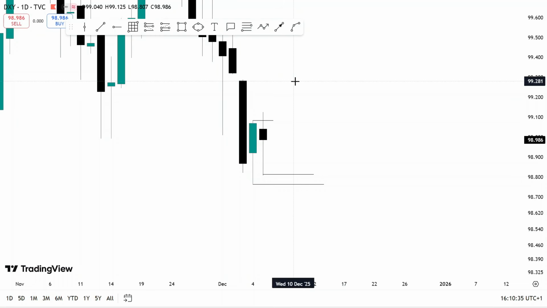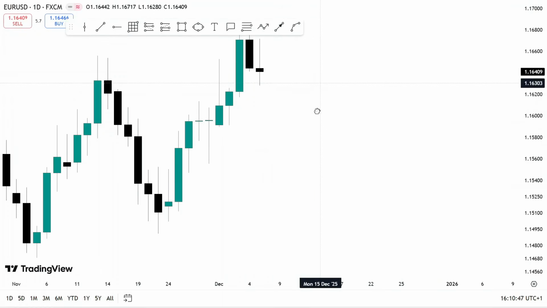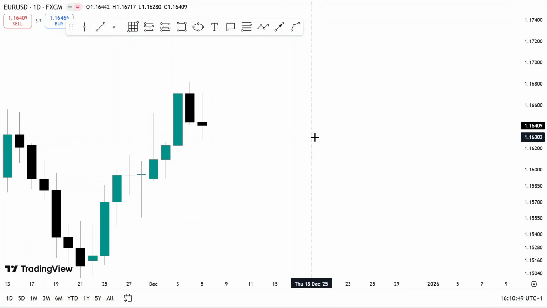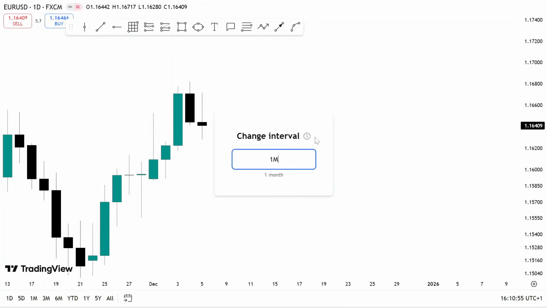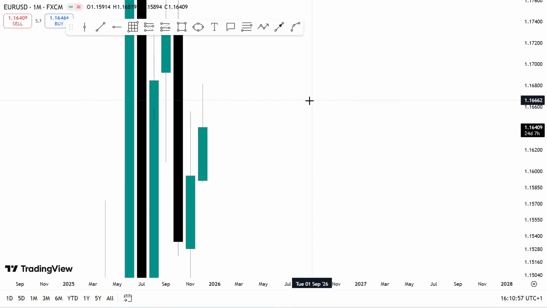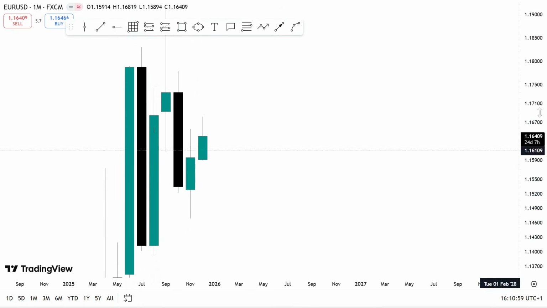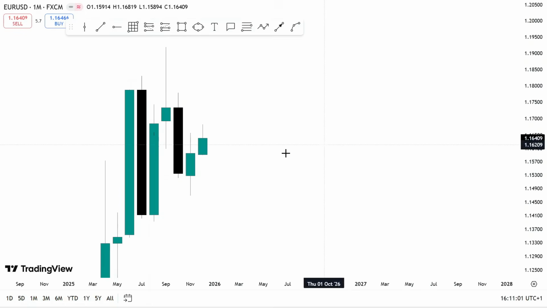Now let's move to the next pair, which is EURUSD. I'll also show you how I apply the same approach here. On the monthly chart, we don't have much to work with because the candle hasn't closed yet. So let's start with the weekly chart.